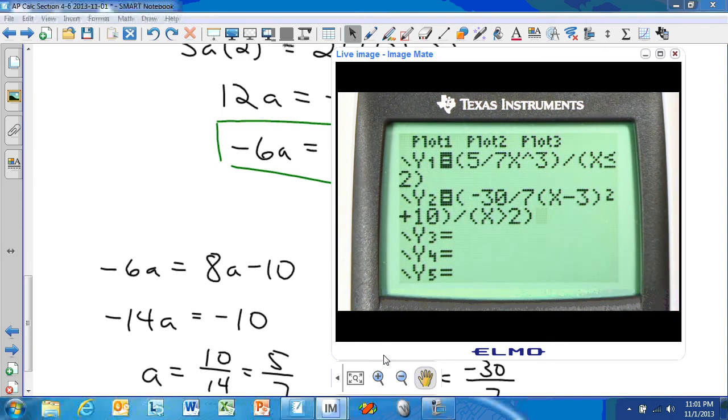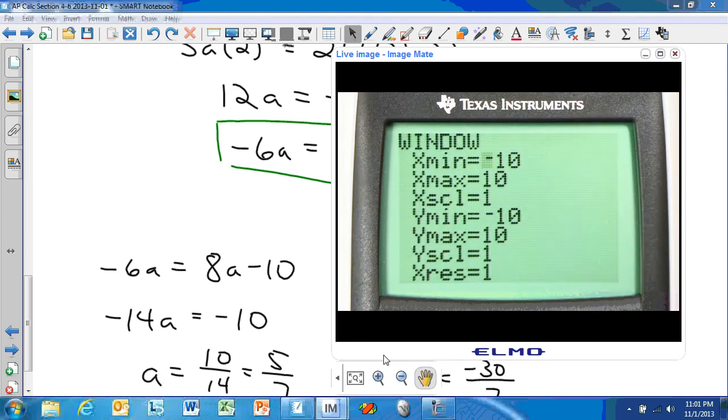And let's just set up a window here so we can kind of see what's happening. I guess in particular we're worried about what's happening right around 2. You could look at more of this graph if you wanted to, but I'm going to just look at what's happening at 2. Let's go from negative 2 to 6. We'll have x equals 2 centered in the middle of my screen. And I'll just leave the scale there at 1.